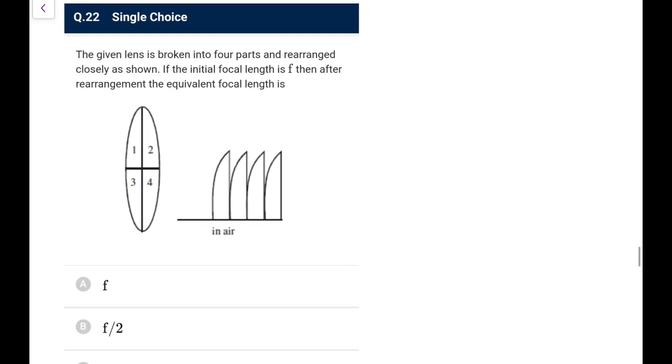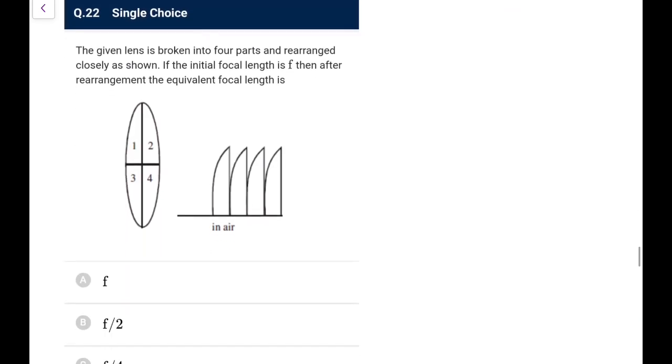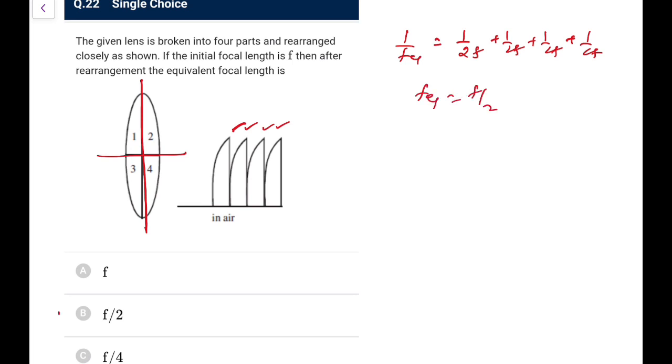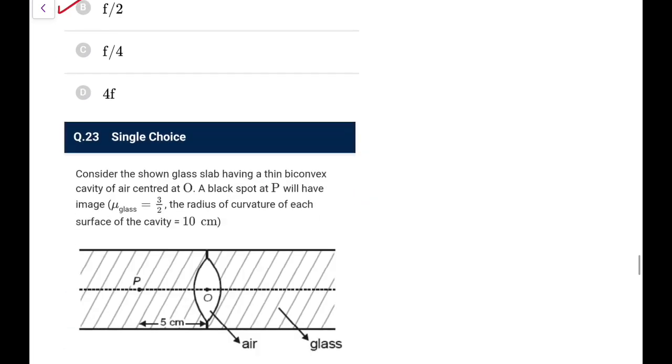Next one, a given lens is broken into 4 parts and rearranged closely as shown. If the initial focal length is f, then after rearrangement the equivalent focal length is going to be, okay. So what we have, broken it into 4 parts. When you break it like this, all parts will have 2f. Breaking this doesn't affect anything, so all 2f, 2f, 2f, 2f, and all are placed like this. So 1 upon f equivalent would be 1 upon 2f plus 1 upon 2f plus 1 upon 2f plus 1 upon 2f. So 4 by 2f, so f equivalent would be f by 2. Not a tough question, looks tough but it's an easy one for you.